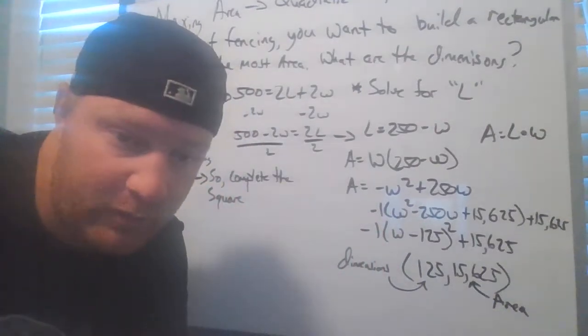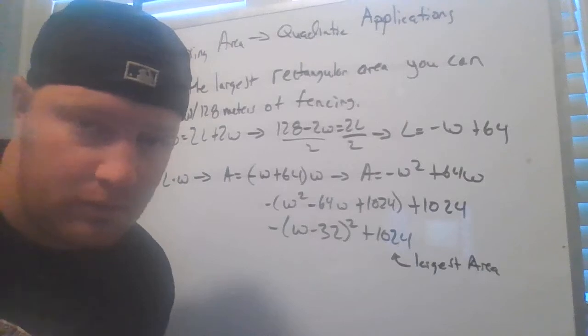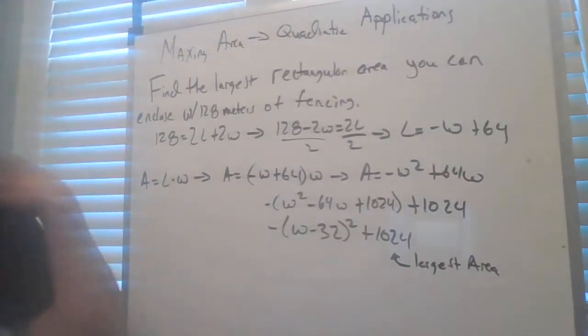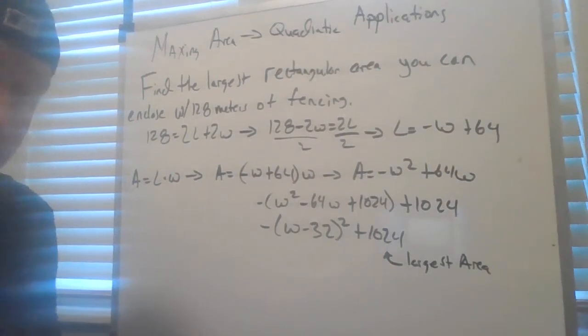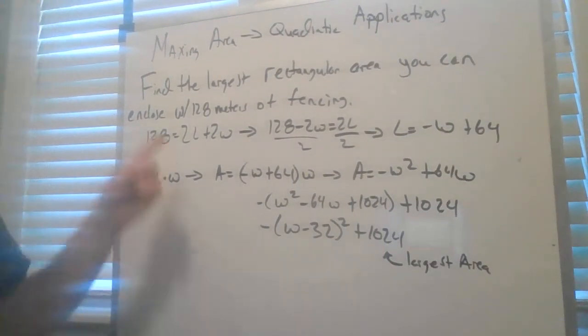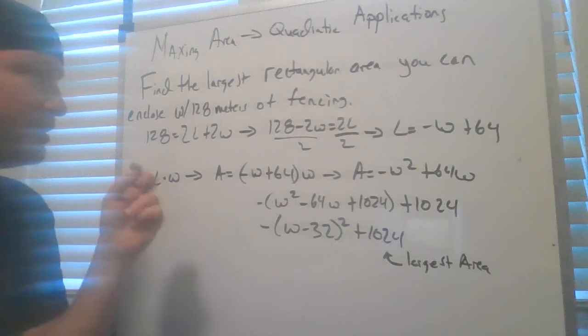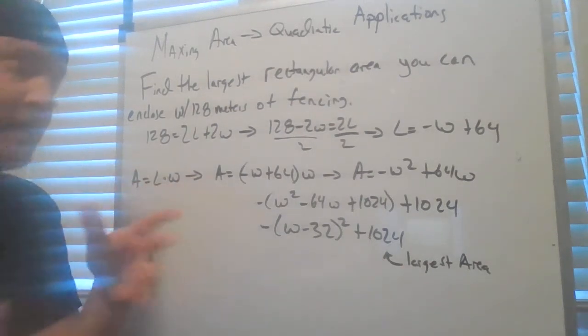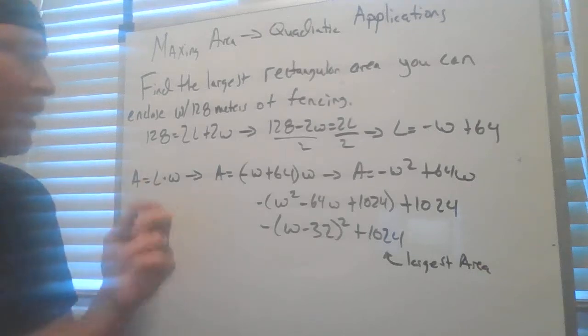Now I'll get another example up in 1 second. All right, so here is my second example. Very similar to the last one, just different numbers and a different question slightly. So my question says, find the largest rectangular area you can enclose, which means go around, with 128 meters of fencing.